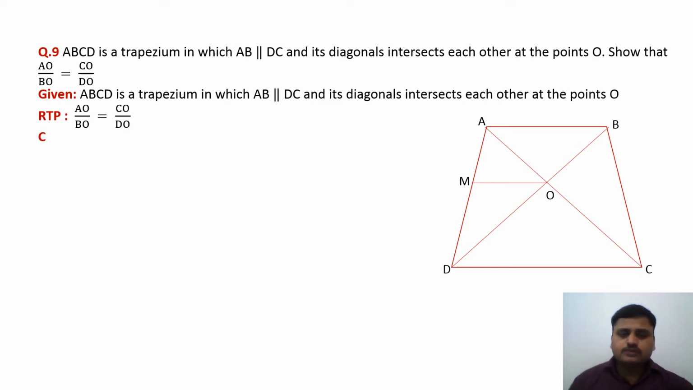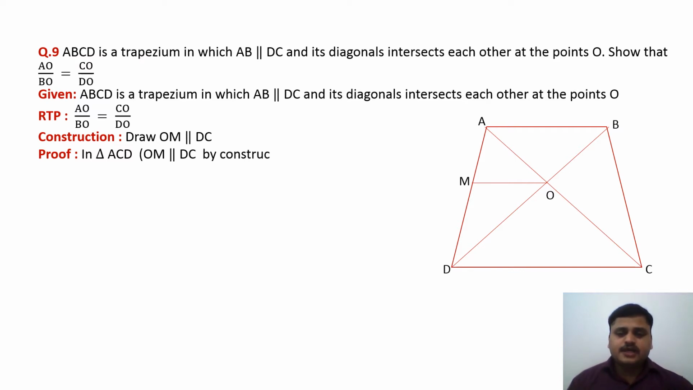To prove this question, we will do one construction. What construction will we do? We will draw OM which is parallel to DC. Now in triangle ACD, it is given that OM is parallel to DC by construction. So we will use BPT in triangle ACD, that is AO by CO is equal to AM by DM, and assume it as equation number 1.